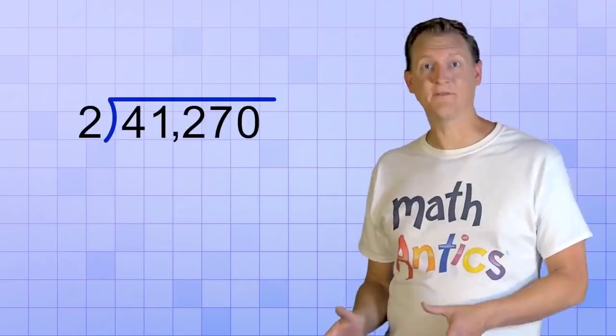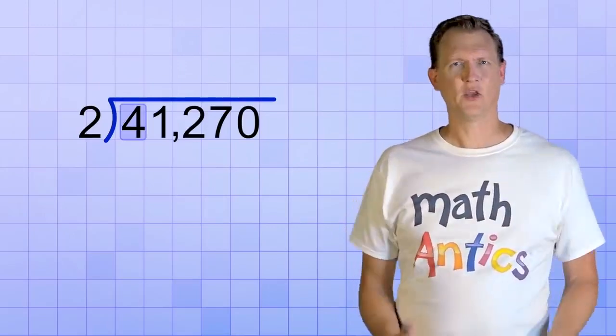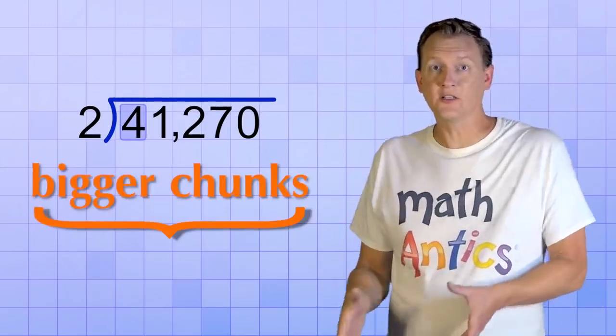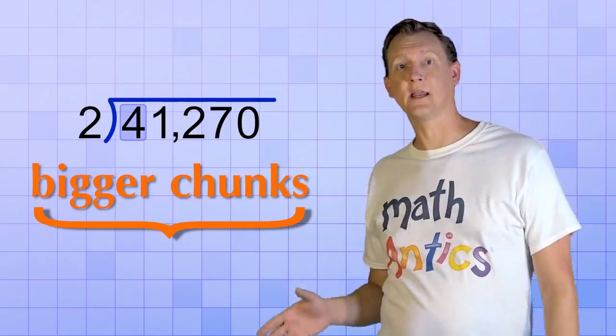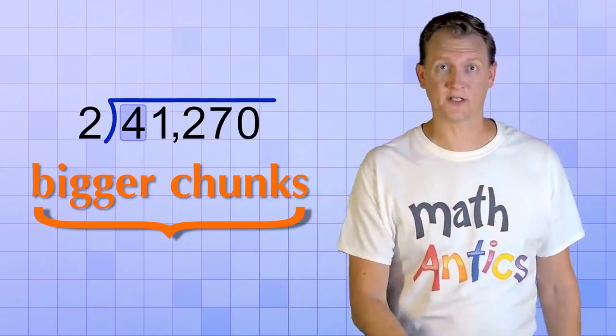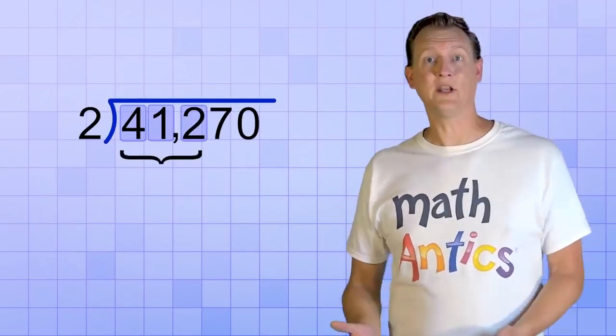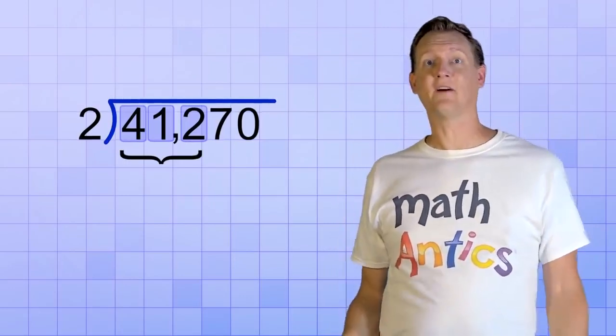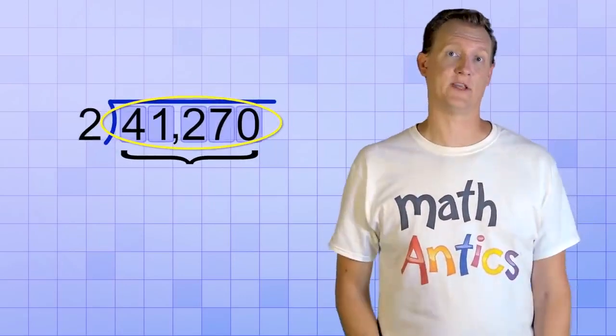You don't always have to go 1 digit at a time. You can break the dividend up into bigger chunks of digits if you want, and apply the same procedure to those bigger chunks. You could go 2 or 3 digits at a time, or even try to divide the entire dividend all in one step.